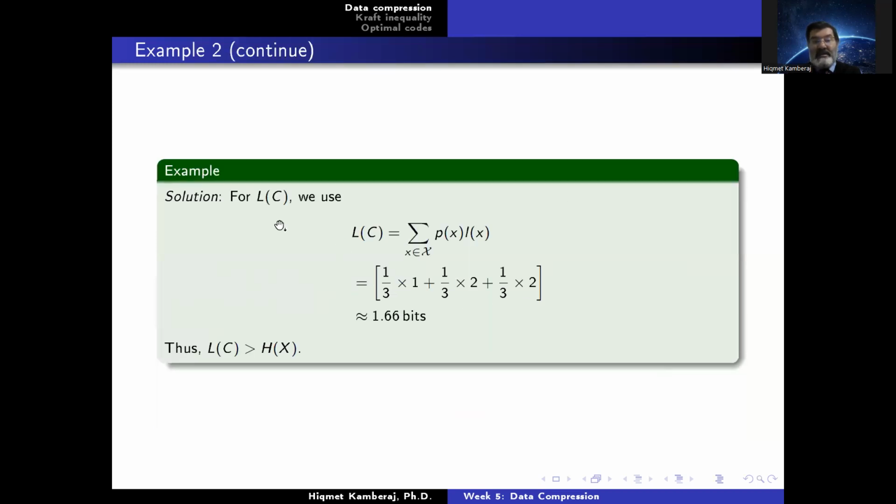Now the expected length of the code word is equal to the sum over all x from chi of p of x times L of x, which is equal to 1/3 times 1 plus 1/3 times 2 plus 1/3 times 2, which is equal to 1.66 bits. And you could notice that L of C is slightly greater than H of X. How much is the upper limit? We'll discuss this one. There is an exact upper limit on this.